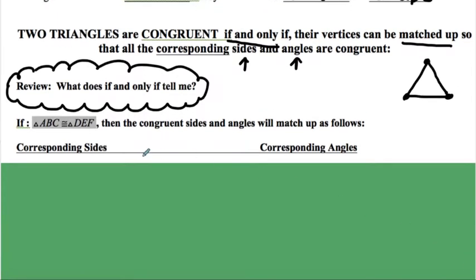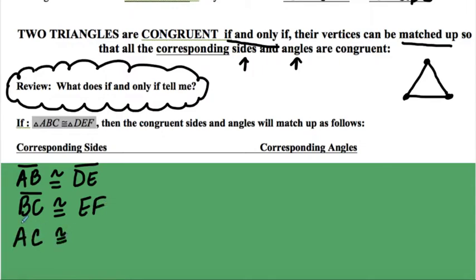All right, so let's use this idea of congruent triangles. If I make this statement, if triangle ABC is congruent to triangle DEF, then the congruent sides and angles will match up as follows. The corresponding sides would be AB would correspond to DE, BC would correspond to EF, so those sides would be equal, and segment AC would correspond to segment DF. Now when I'm doing this, I'm really methodical about it. I do AB to DE, BC to EF, and then AC to DF.